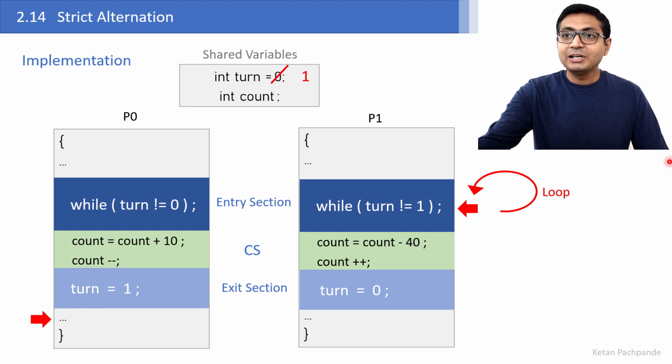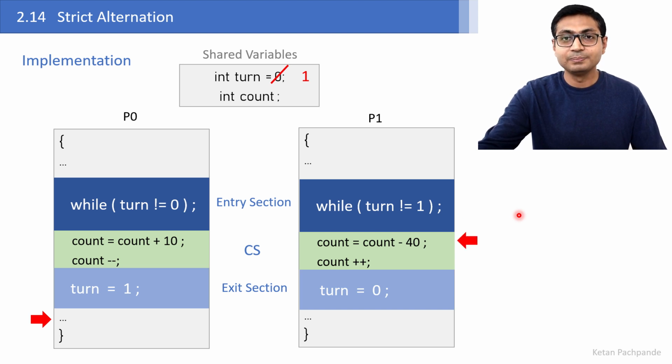Now after some time, let's say the process P1 is scheduled again and it will read the value of turn now. What it will get? 1. 1 not equal to 1, condition is false and this loop will break and the process P1 will enter into critical section.